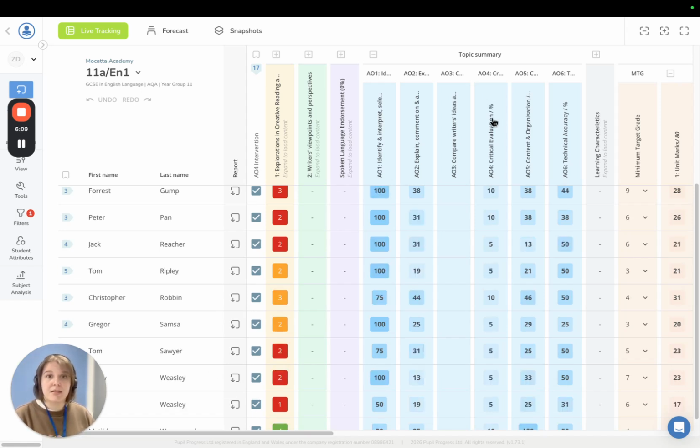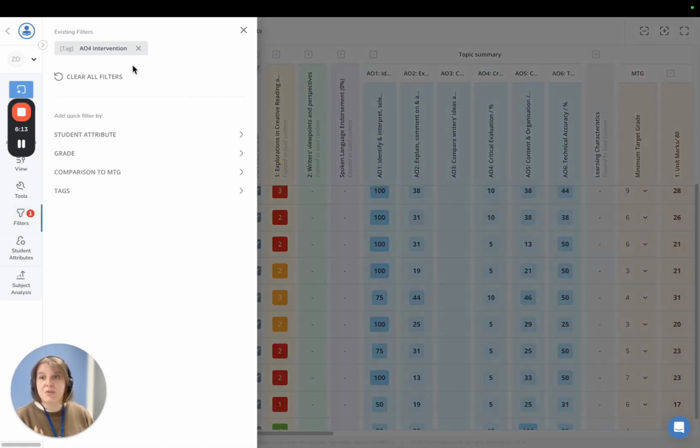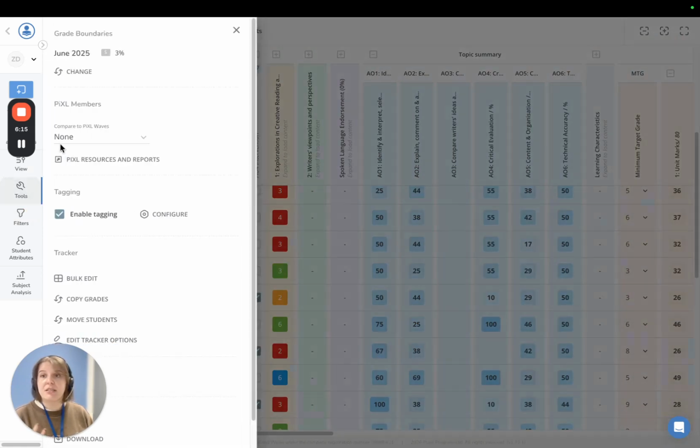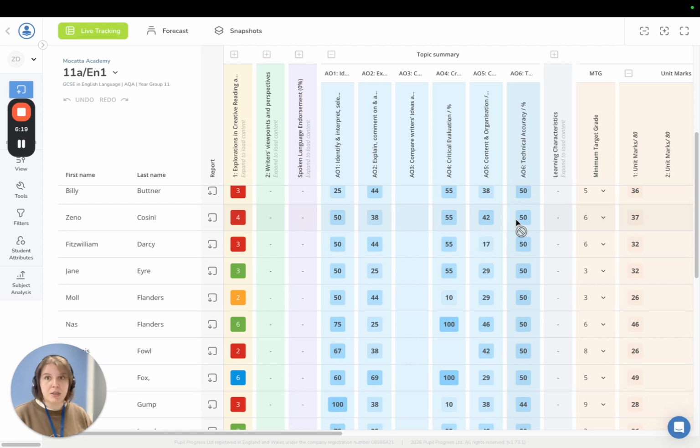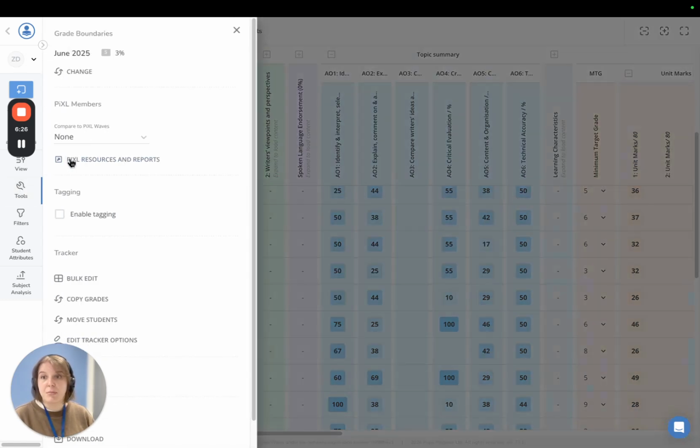This is just one of the ways that we can narrow down the students that we're looking at and use sort of the data to build interventions and build tags. There's a lot of other sort of methods we can use here. So something that you can use if you're an English and Maths lead is actually the PiXL waves. And you can access that in the PiXL members area here through the tools and selecting the most recent snapshot.